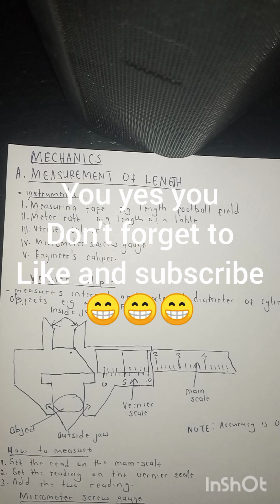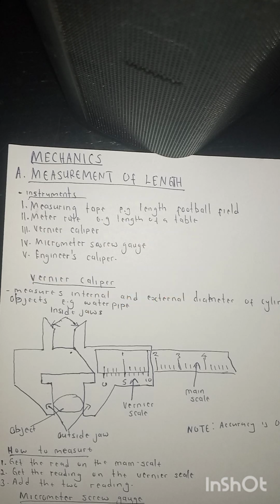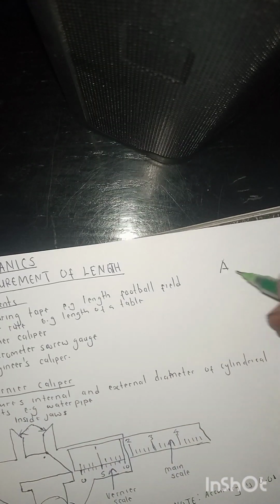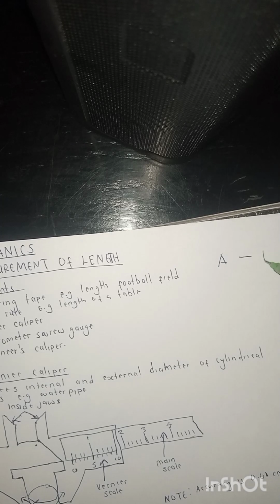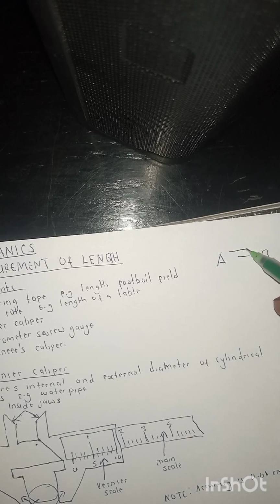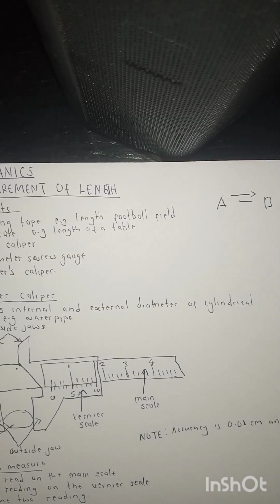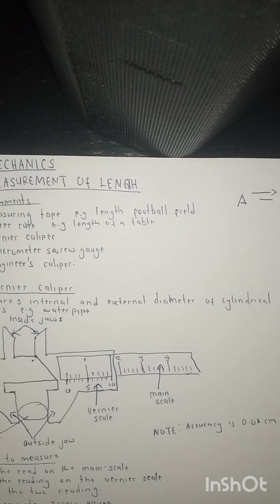Hello everyone. Today we'll be looking at a topic in physics, which is the measuring of length. So first, let's start by defining length. Length is simply the distance covered by two points. For example, I'll write here, let's say point A to point B. So this distance from point A to point B, that is the length.